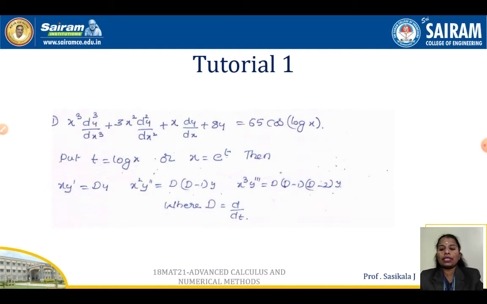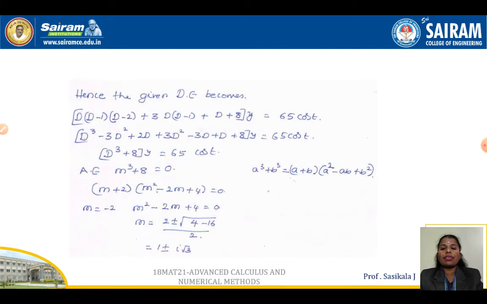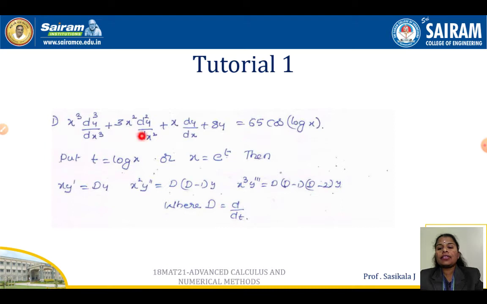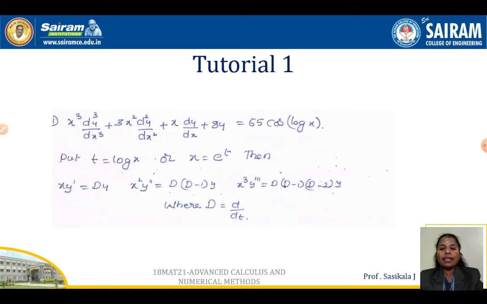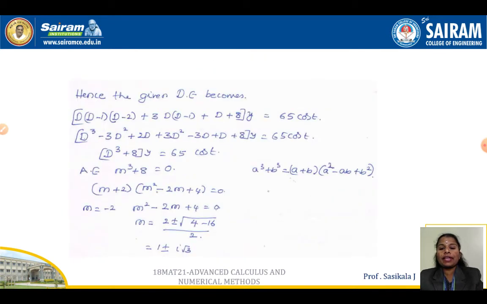Now you can substitute into the given equation. What is the given equation? x cube into d cube y by dx cube is nothing but D into D minus 1 into D minus 2 into y. So y has been written as common. Next, 3x squared into d squared y by dx squared is nothing but 3 into D into D minus 1. Then x into dy by dx will be D, isn't it? Plus 8 as a constant into y, which is equal to 65 cos t.